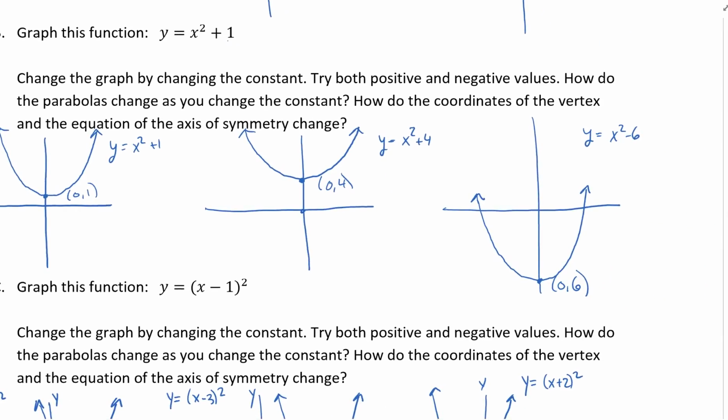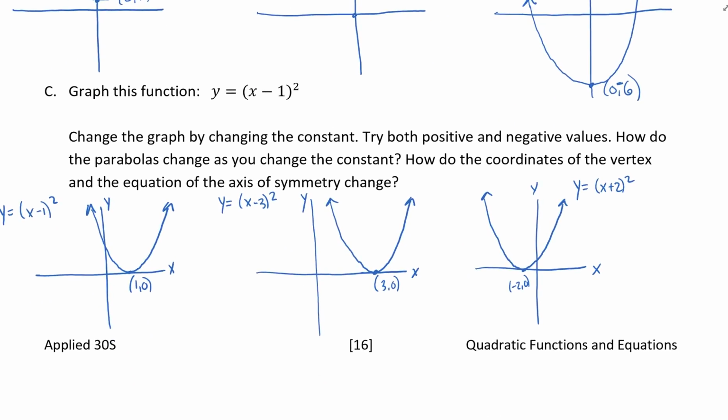Then I tried a different value. I tried plus 4. Same thing happened. Instead of moving up 1, it moved up 4 spots. So my vertex is now at (0, 4). Trying a negative, I thought, well, what would that do? And sure enough, it bumped my graph down to negative 6 on the y-axis. So all it was doing was moving my graph up and down, but the width stayed the same.